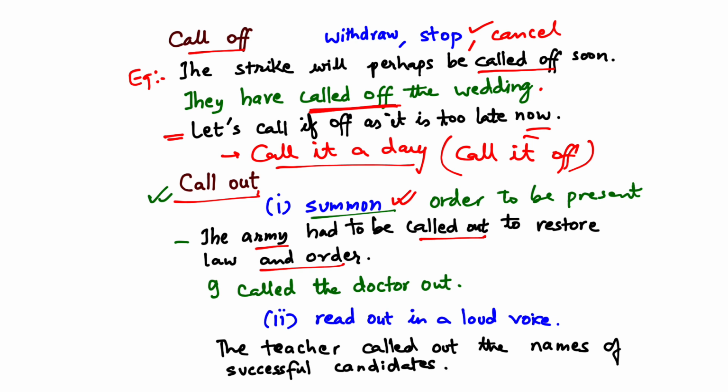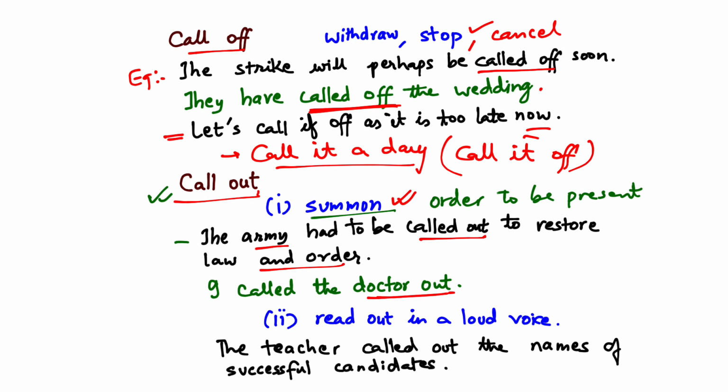And you can also use I called the doctor out, which means you just asked the doctor to be somewhere, to be in a house or in a hospital. In this case, you requested or ordered the doctor to be at a particular place.